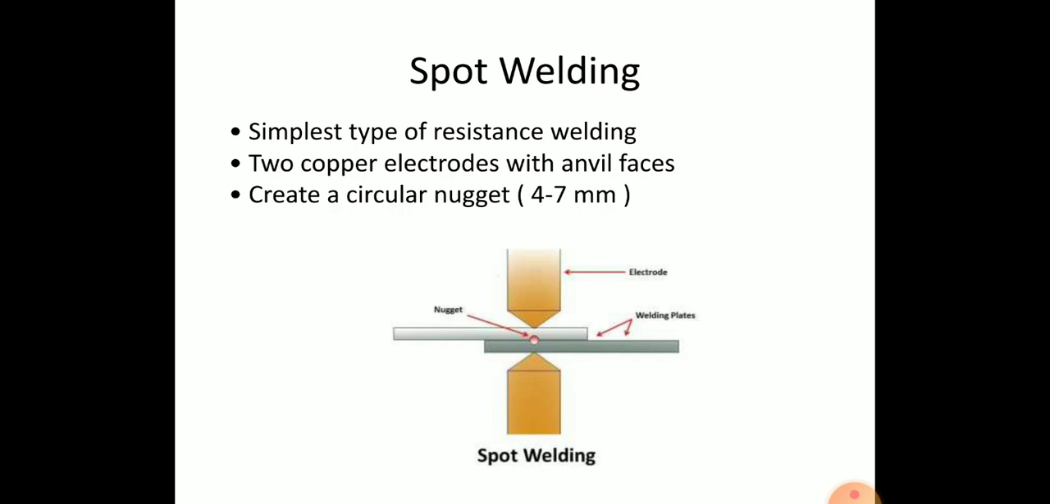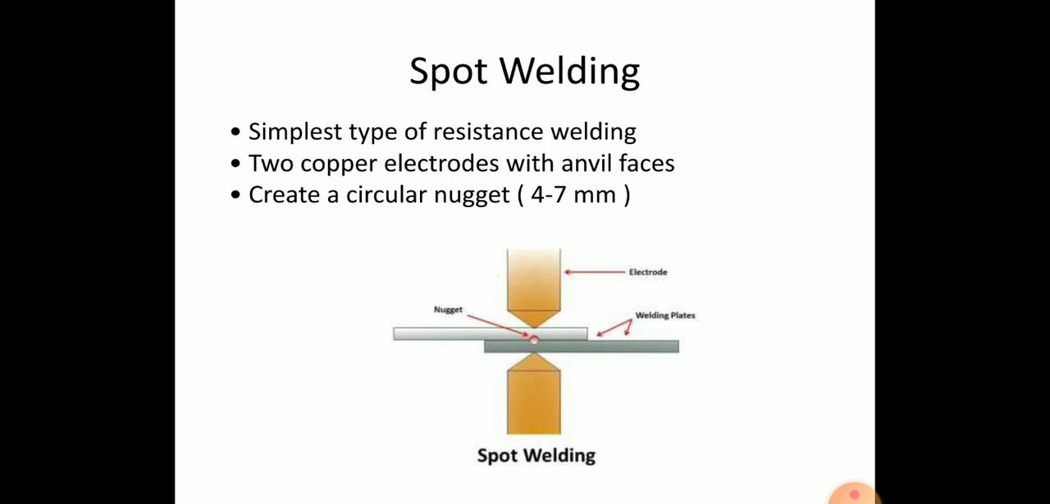After the welding takes place, the welding current is cut off. Extra electrode force is applied, or the original force is held, until the metal cools down and gains strength. After that, electrode pressure is released to remove the spot welded workpiece. This is the procedure of spot welding.